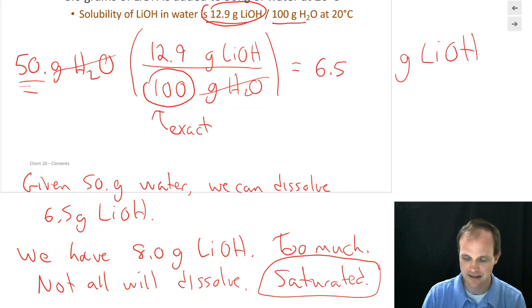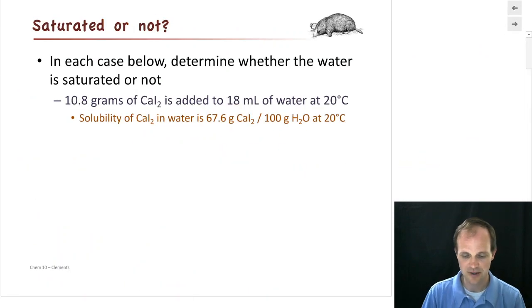All right. So let's do another one where the numbers are getting a little harder. We've got 10.8 grams of calcium iodide to 18 milliliters of water. The solubility is 67.6 to every 100 grams. That one, you'd have to do a little math in your head to try to figure that one out. Doesn't matter what we start with. We can start with the calcium iodide. We can start with the water.